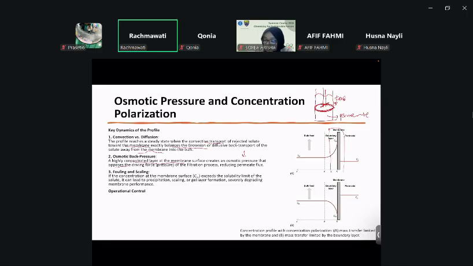Yeah. So in that case, there should be an operational control. The thickness of this profile, this one here, and the severity of the concentration polarization can be minimized by what? By increasing the cross flow velocity. As I described before in the beginning of the presentation, you have the dead end or the cross flow velocity. Now the cross flow velocity helps with this.